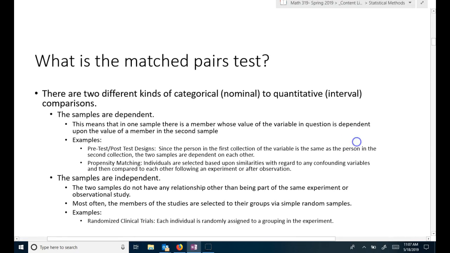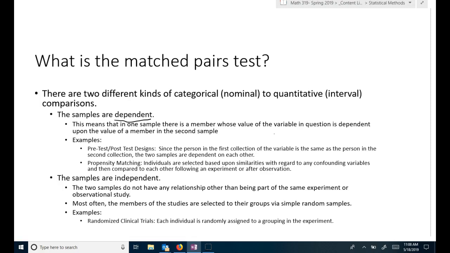All right, so let's talk a little bit about the difference between the matched pairs and something like a two-sample t-test. One, in a matched pairs test, the samples are dependent. That means that in one sample, there's a member whose value of the variable in question is dependent upon the value of the member in the second sample. If we think about it in a pre and post test, the person in the first collection has their pre-score, and in the post collection, it is their post score. Hence, the two samples are the pre-sample and the post-sample, and they're always paired up based upon the individual that's the same in both samples.